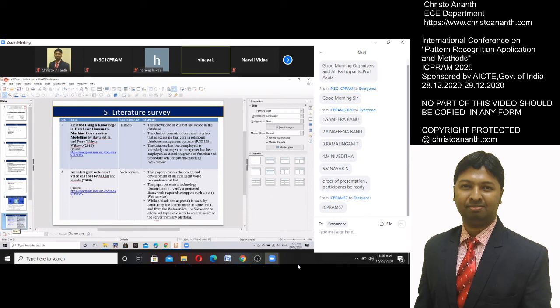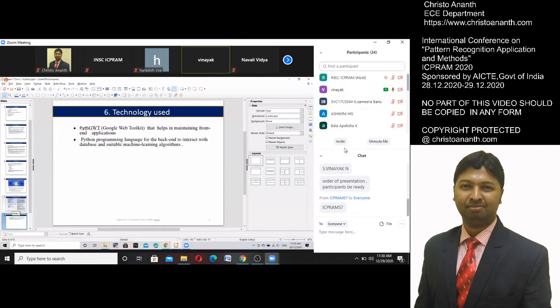And the next is an intelligent web-based voice chat, by M. Lala and S. Sinha, published in 2009, which uses web services. This paper presents the design and development of an intelligent voice recognition chatbot. The paper presents a technology demonstrator to verify a proposed framework of required support for such a chatbot, while a black box approach is used by controlling a communication structure to and from the web services. The web services allow all types of clients to communicate with the server from any platform.